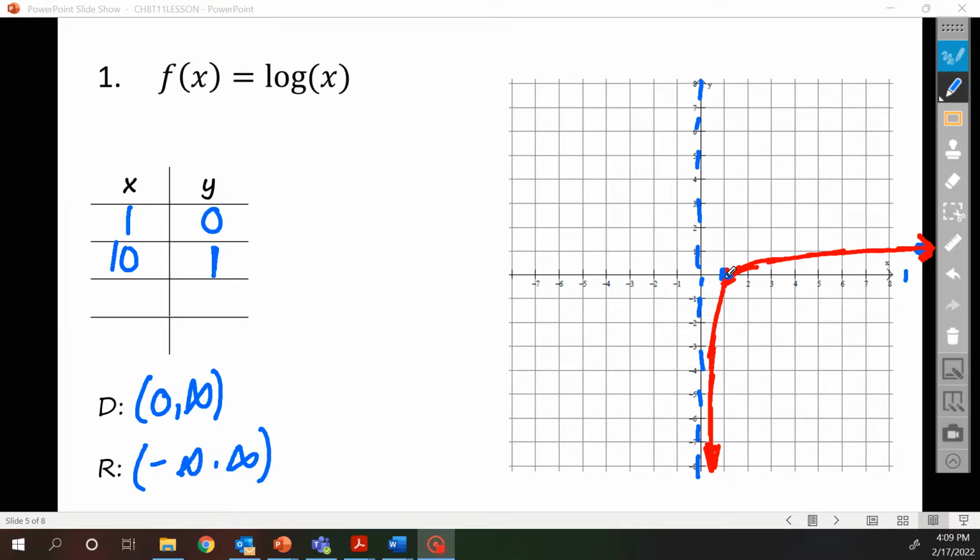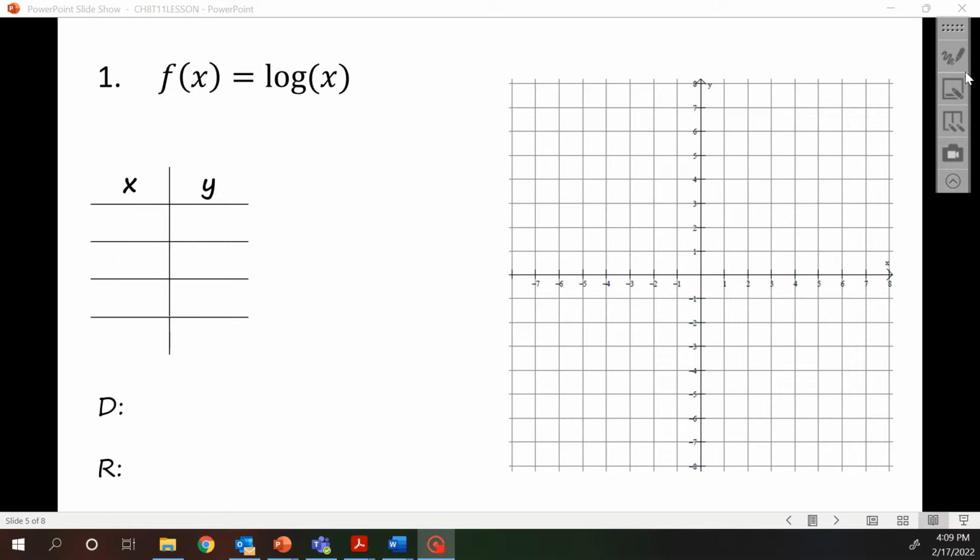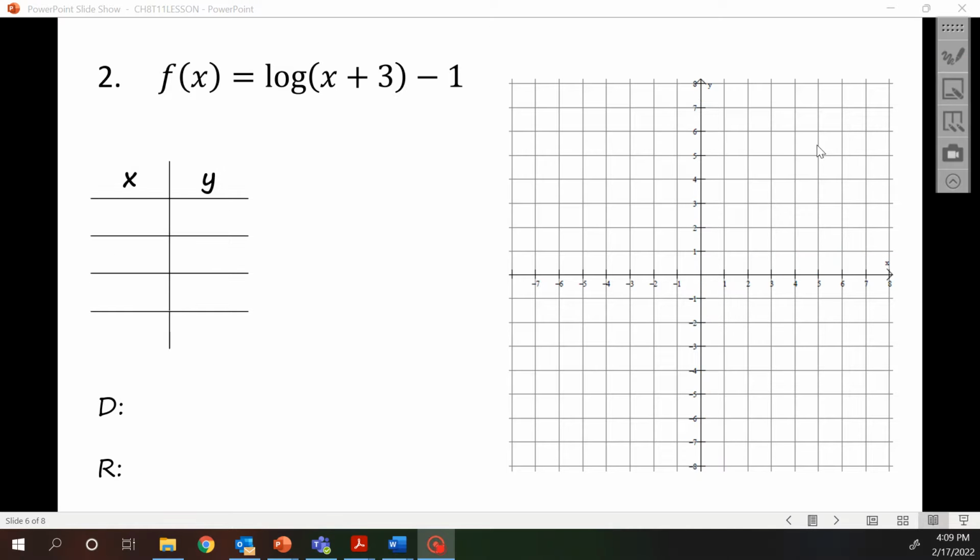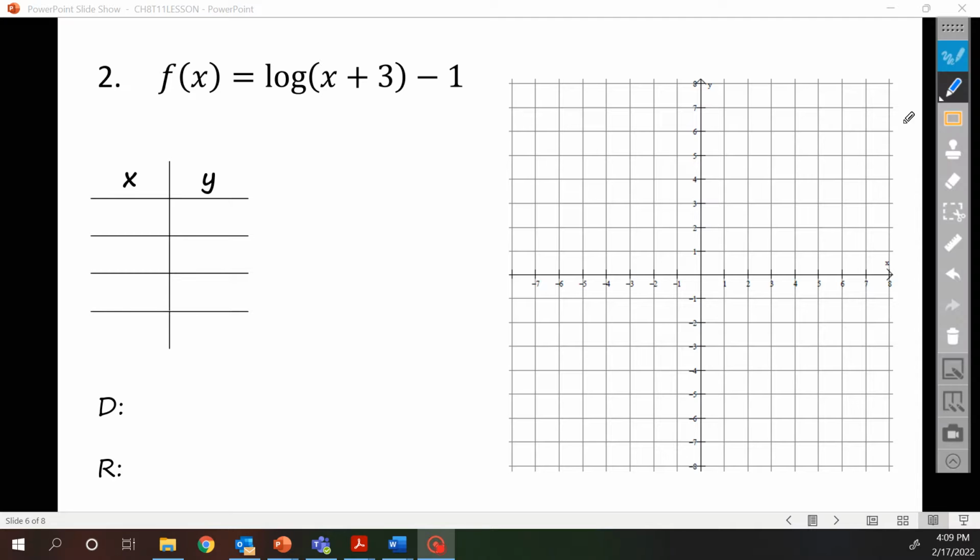Now you can technically plug in any point you want. You could plug in 2, you could plug in 3, you could plug in 4 or 5. The only problem with plugging in those points is you would have to use a calculator to calculate it. If you plugged in 2, you'd have to do log 2 in your calculator, which is just a little inconvenient. Let's take a look at this next one here.